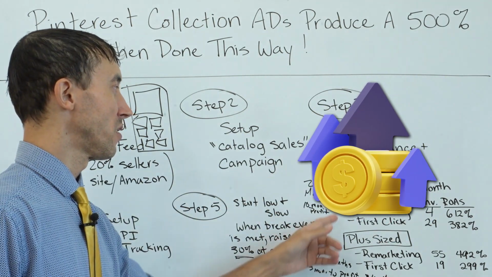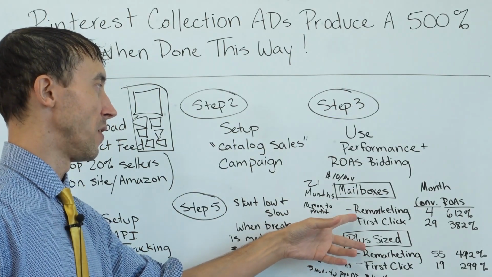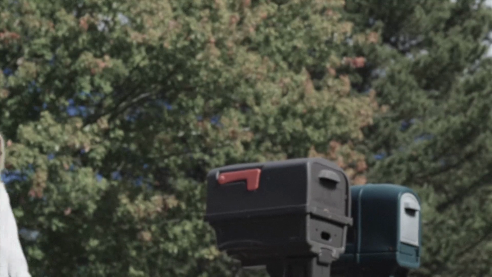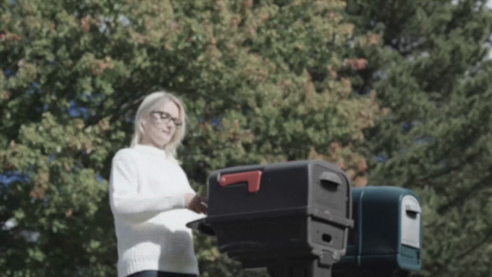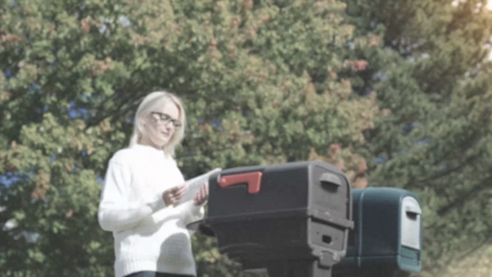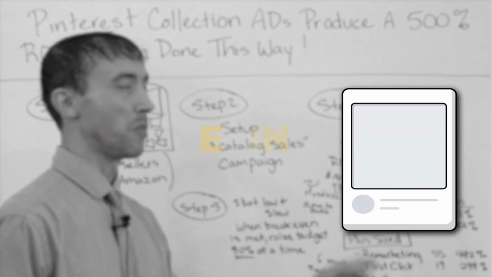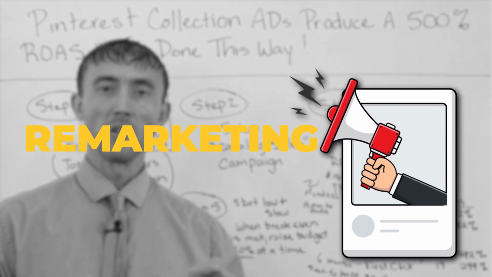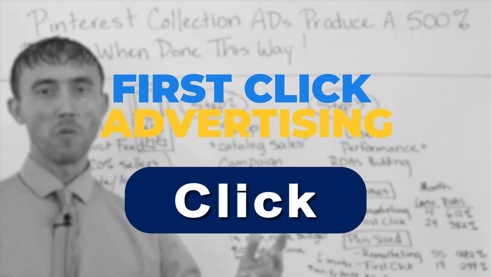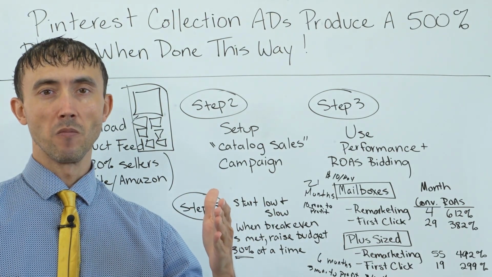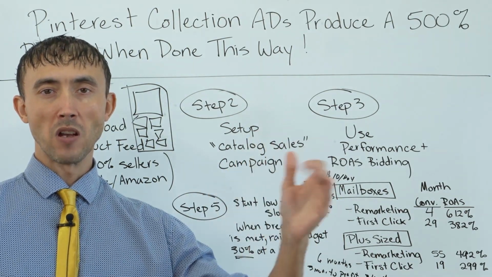As far as results, the two case studies I have here: we sold a mailbox product. And like I said just a minute ago, we marketed the mailbox with the images of other mailboxes. Plus we did remarketing, which you're always going to want to do, and then first click advertising, which would be targeting people looking at content related to the product category you're in on Pinterest.